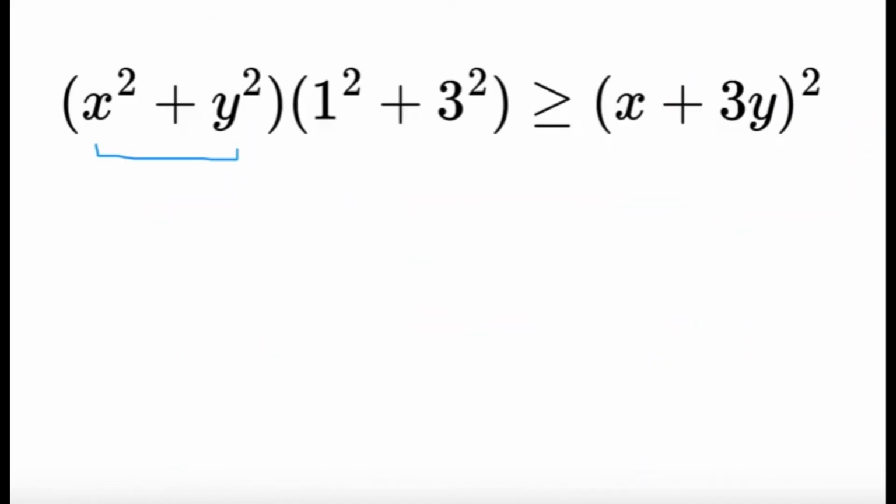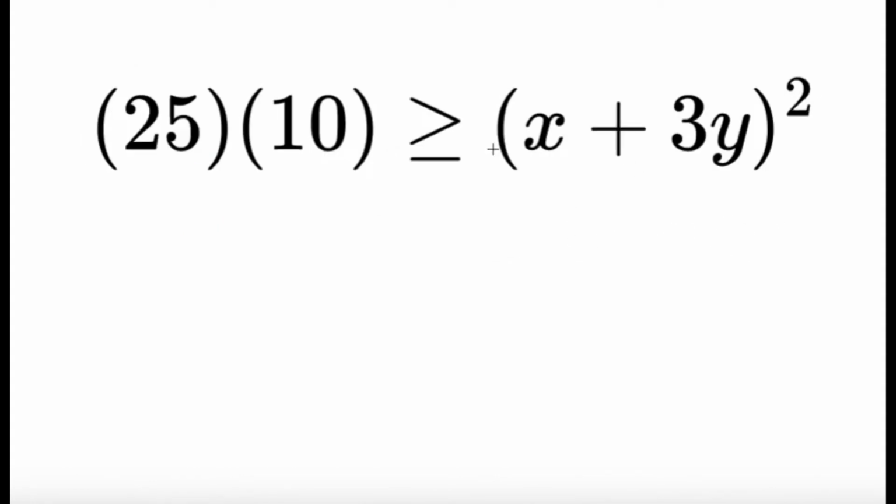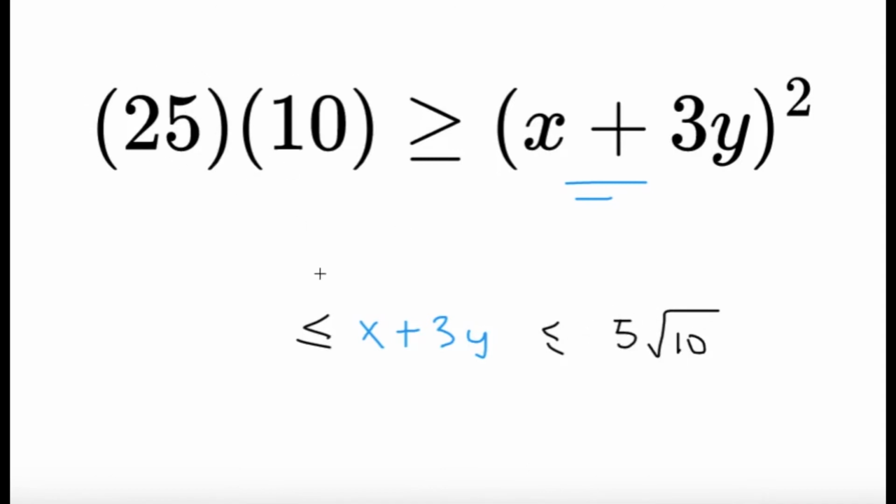So let me put it here. Now, since we know what the value of x squared plus y squared is, it's given to be 25. So this becomes 25. And then we multiply it by 1 squared plus 3 squared, that's 1 plus 9, and that gives 10. So 25 times 10 is greater than or equal to x plus 3y quantity squared. Now we can try to take the square root, and we know that this value of x plus 3y is going to be between two values, the positive and the negative square root of this. So it's going to be less than or equal to 5 square root 10, just taking the square root of 25 times 10, and greater than or equal to negative 5 square root 10. So this is what we get from the above inequality.